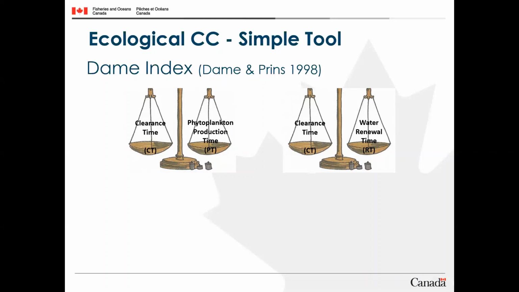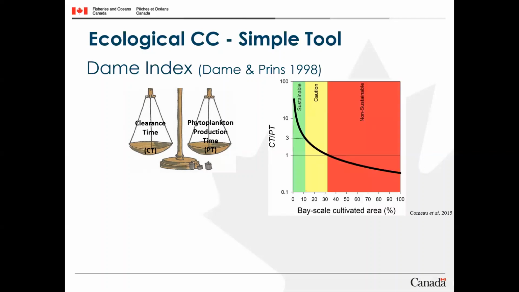And so I think it'd be easier to show on an example that a colleague of mine developed for mussel aquaculture. On the y-axis, you have this comparison between the clearance time and the phytoplankton production time. And on the x-axis is the area of the bay that is used for mussel culture. And he developed that relation between these two metrics. When you increase the number of bivalves in the system, you decrease the time it takes for them to filter the whole water volume, so you get this relation.